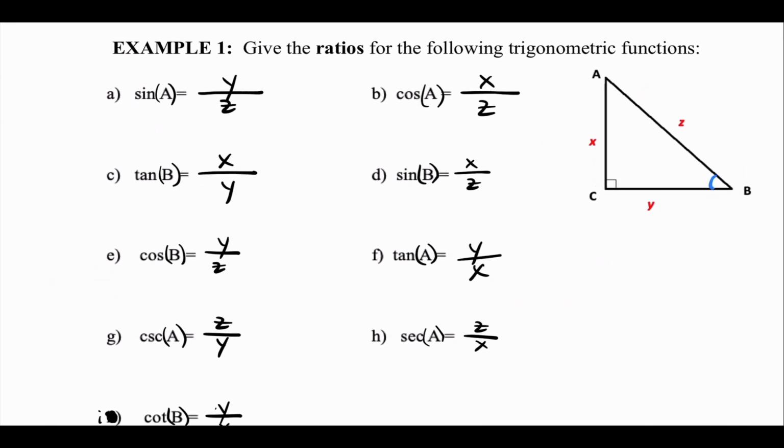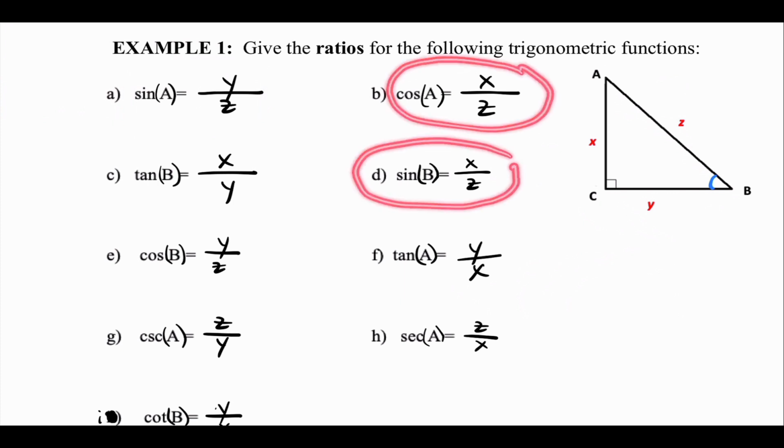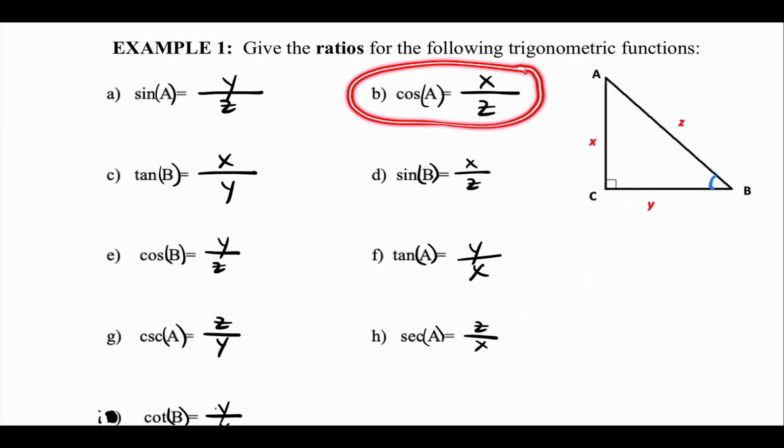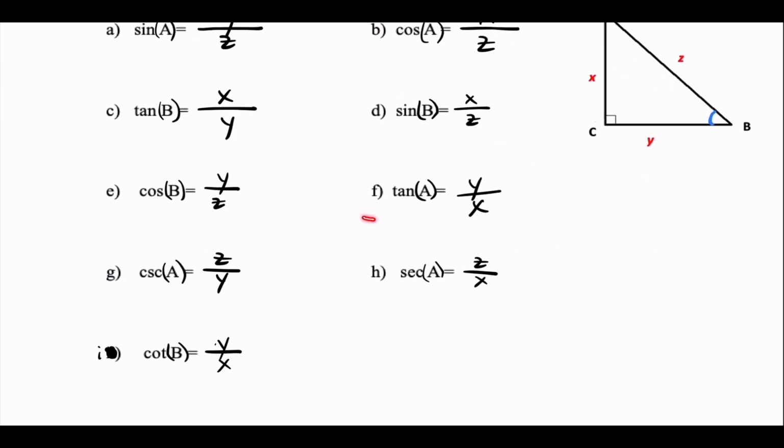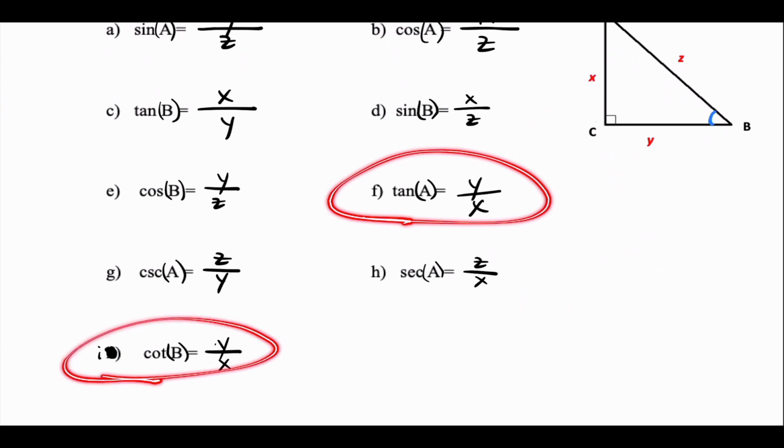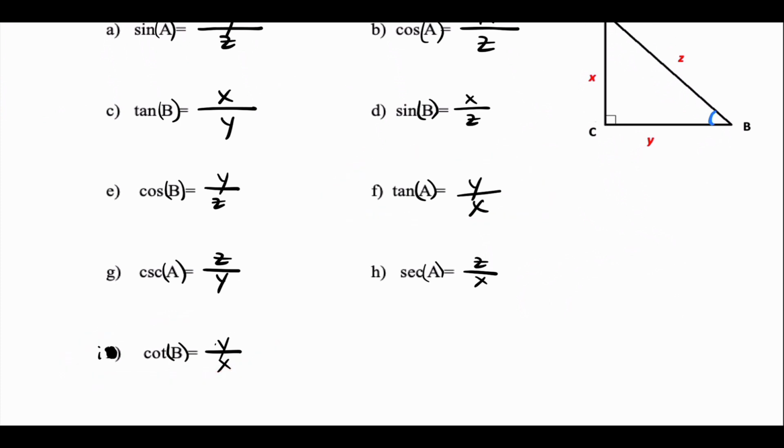Okay, so which ones have the same? Let's see, B and D. Yup, B and D have the same, right? So if I find cosine of angle A, and sine of angle B, they're going to have the same fraction. That's true. A and E, right? And F and I. So it was H, but there was two H's, so the last one. All right? It all depends on where your angle is.